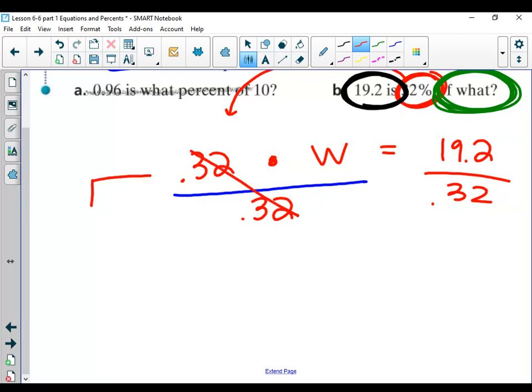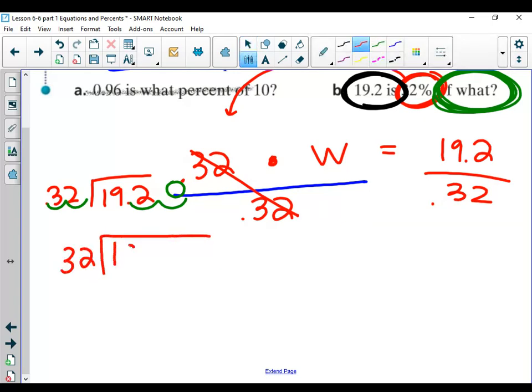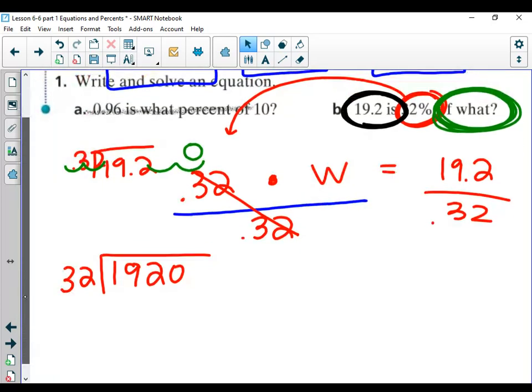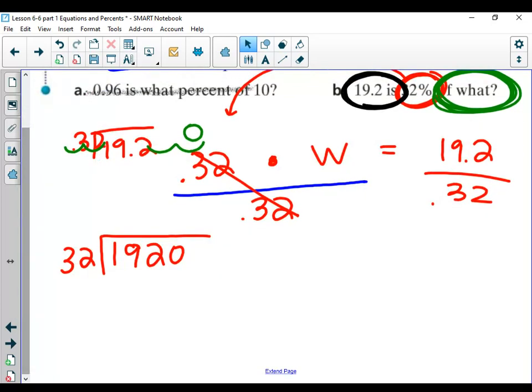Top number on the inside. No decimals on the outside. Good thing I have this big box on my paper for all of this work, which is also why when people turn in papers with no work, I say, show me the work.